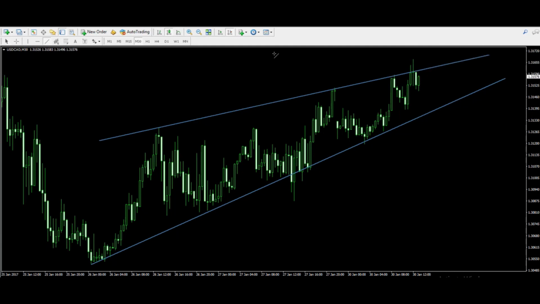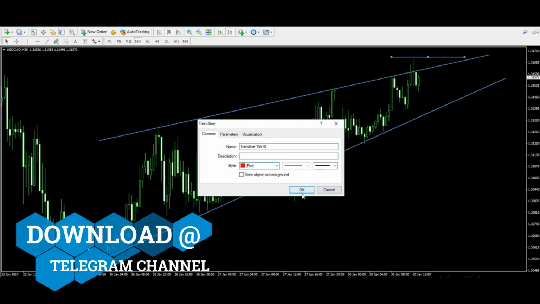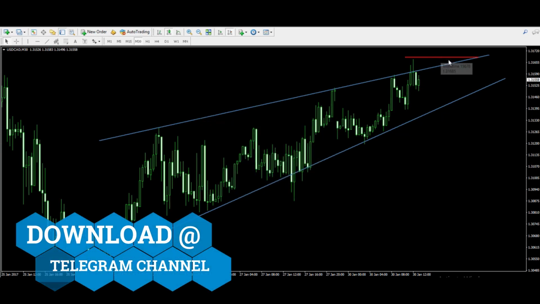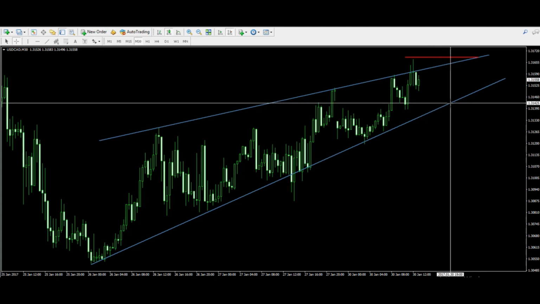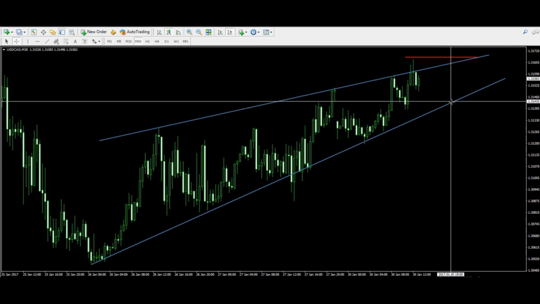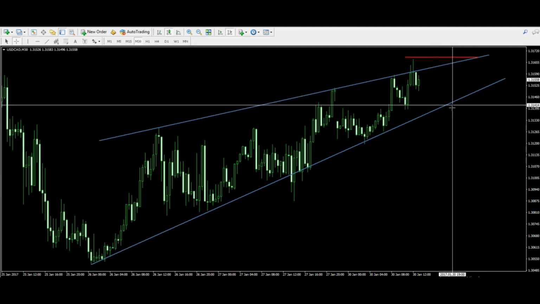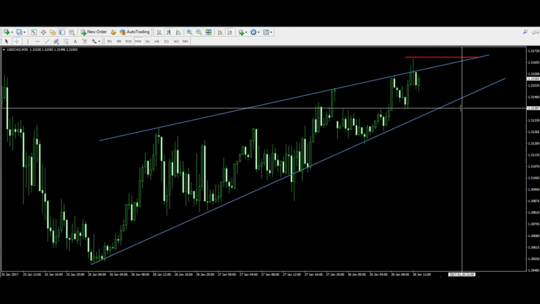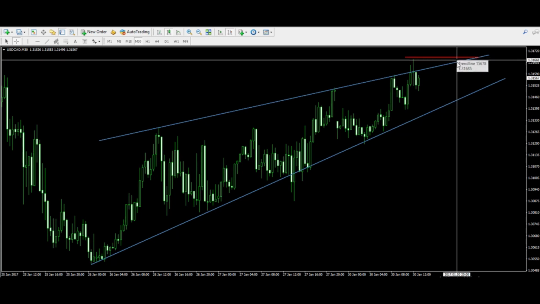So for now we're going to mark this level over here as our potential stop loss level of the trade which we intend to order in case of a bearish breakout through the lower level of the wedge. So for example, if the wedge breaks somewhere here, then we will short the American dollar Canadian dollar Forex pair, placing a stop loss order over here.